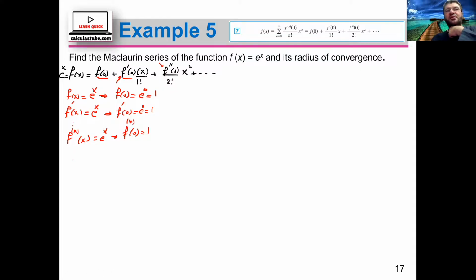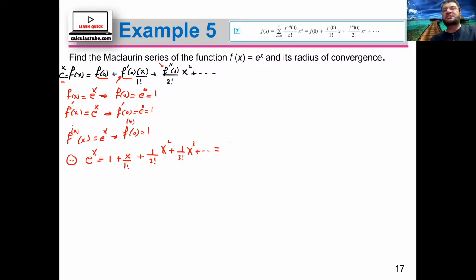So what do we say? Therefore, our function e to the x is f of 0, which is 1, plus f prime of 0, which is 1 again. So it's x over 1 factorial, plus again, this is 1. So 1 over 2 factorial times x squared, plus 1 over 3 factorial times x cubed, right? And it goes on, isn't it?